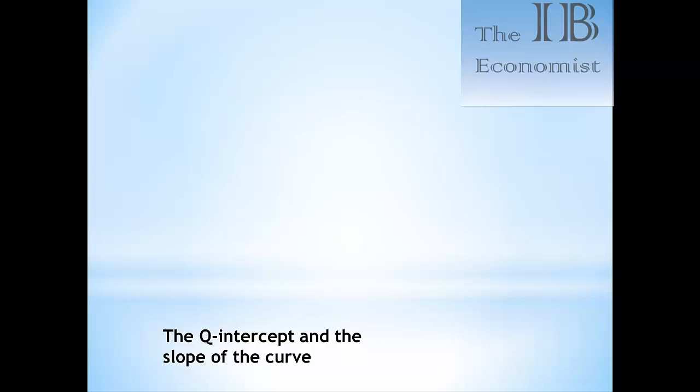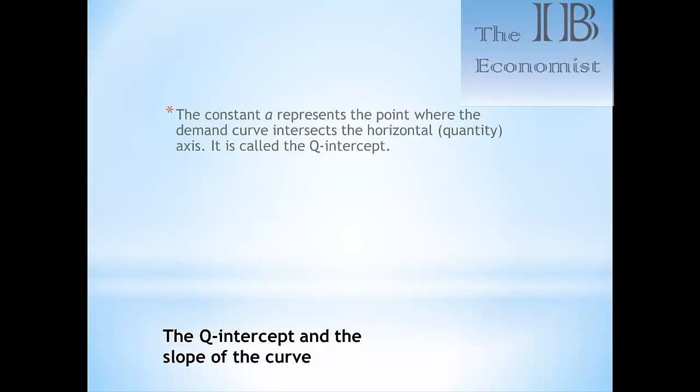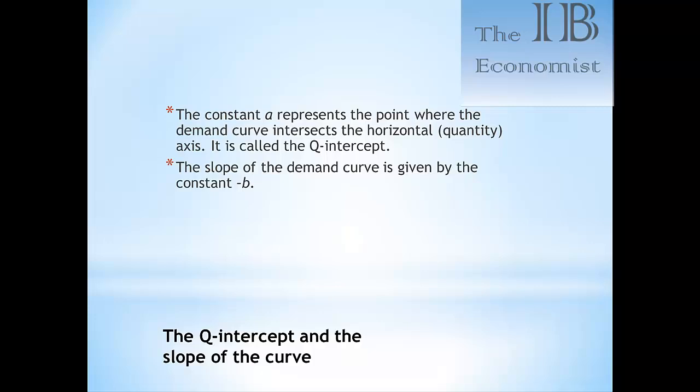Next, we are going to look at the q-intercept and the slope of the demand curve. The constant a in our equation represents the point where the demand curve intersects the horizontal axis. This is the quantity axis. We can call this the q-intercept. Then we have the slope of the demand curve. This is given to us by the constant negative b.